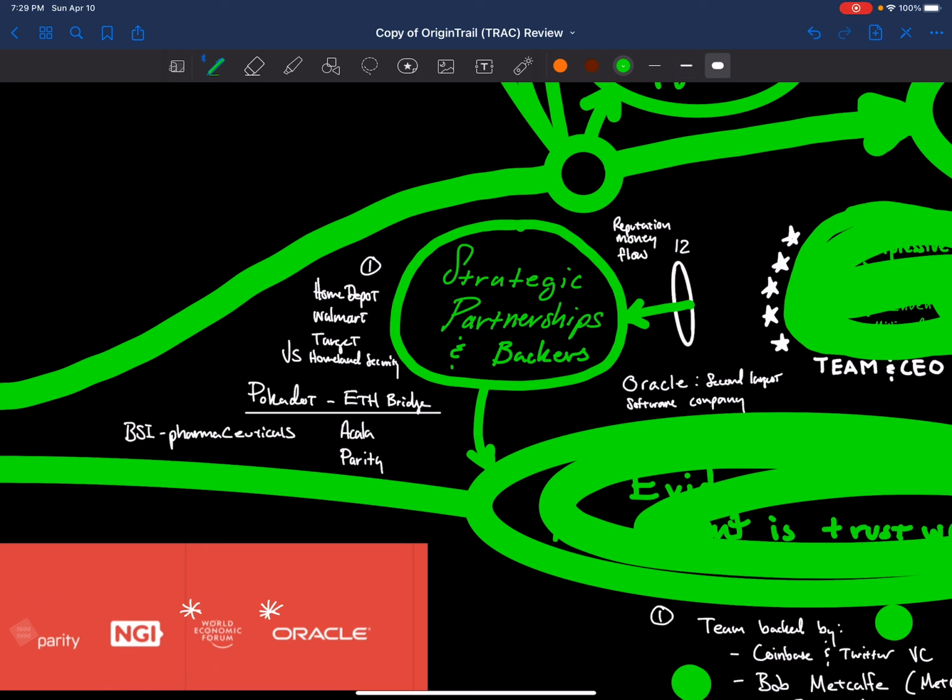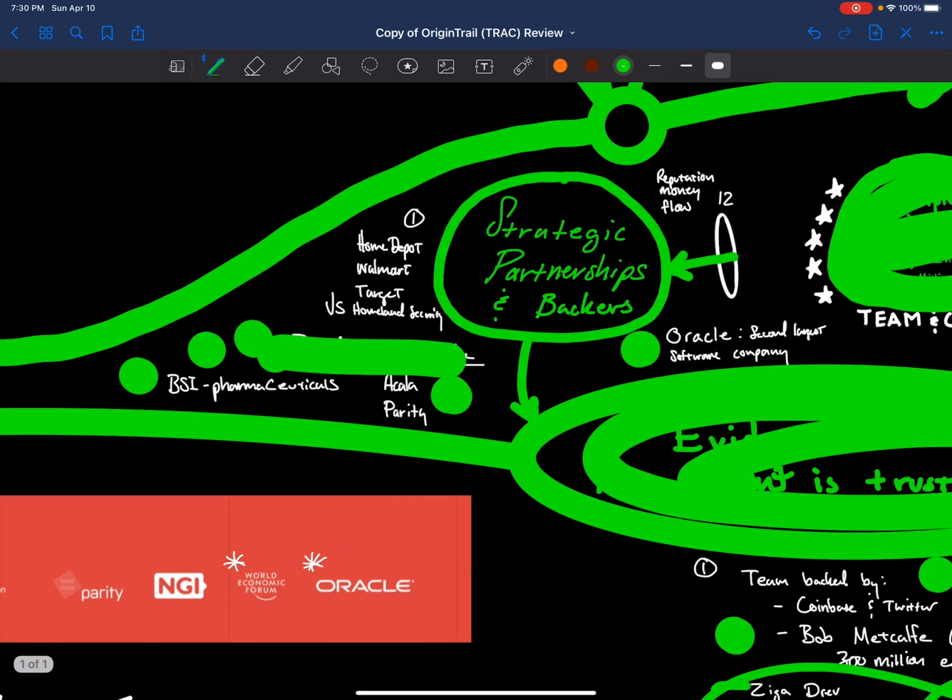Strategic partnerships and backers. They're going to be integrating into Polkadot, Akala, and Parity, and BSI, the British Standards Institution, whatever the BSI stands for. It's the British side of pharmaceuticals. It was a company that they partnered with recently. And Oracle, the second largest software company in the world, they also partnered with them. Here they are right here.